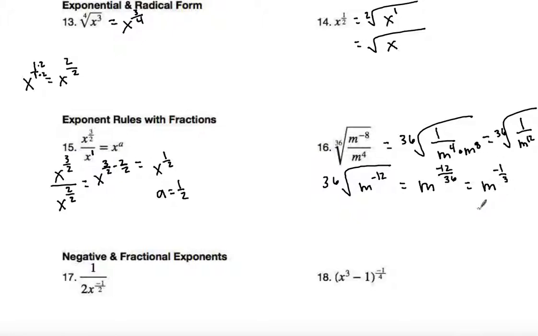But I can't have that negative exponent, so I'm going to move it to the bottom, and I would have this. Now, I can rewrite that because m to the 1/3 would be the cube root of m to the first.